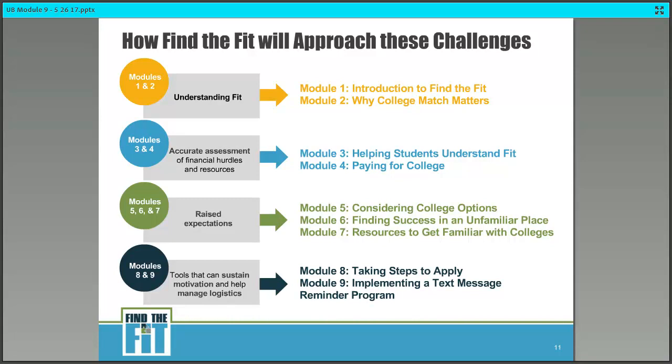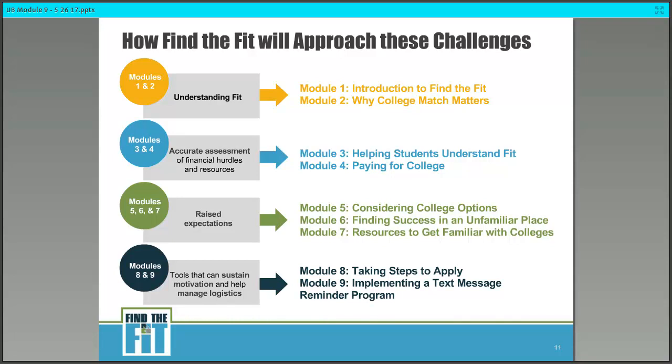Module 3 offers an activity called Shuffle, Sort, and Stack to help you, as advisors, understand how participants conceive a fit for themselves. Module 4 then focuses on supporting participants and understanding what it means to pay for college and shares some resources to help connect expenses with finding the best fit college. The module series then turns to modules 5, 6, and 7, all of which focus on raising expectations. In Module 5, we explore how participants can consider multiple college options. Module 6 then introduces an activity called Breaking Beyond the Familiar to support students with finding success in unfamiliar places. Module 7 then provides resources, tools, and strategies to use to help participants familiarize themselves with college campuses.